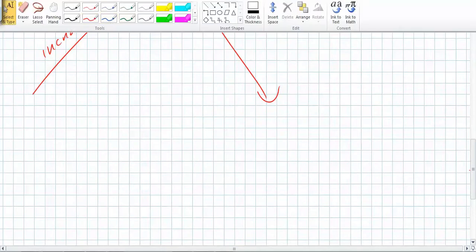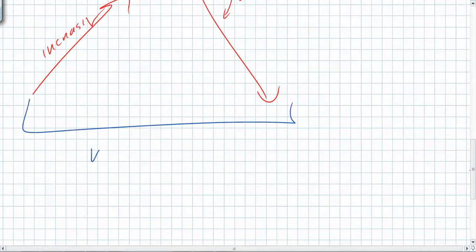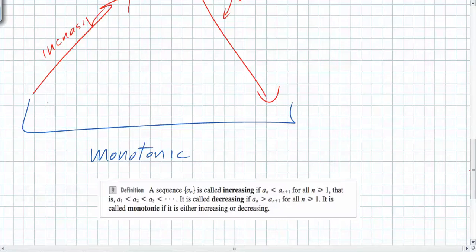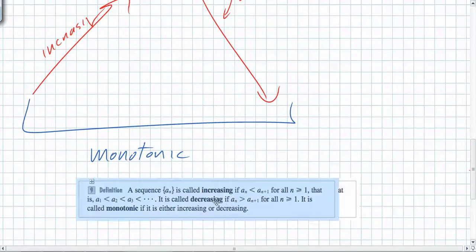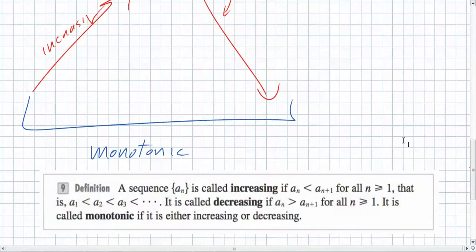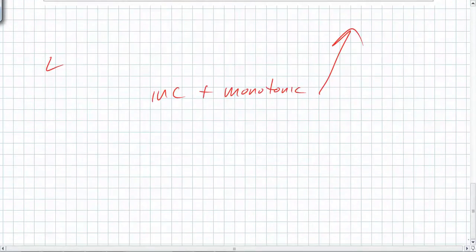If it's either increasing or decreasing, it means it's monotonic. Monotonic is either one, because the definition, which I totally got wrong, is right there. If it's either increasing or decreasing, it's monotonic. It's doing the same thing. So monotonic equals just increasing or just decreasing. But my example of not monotonic still holds.